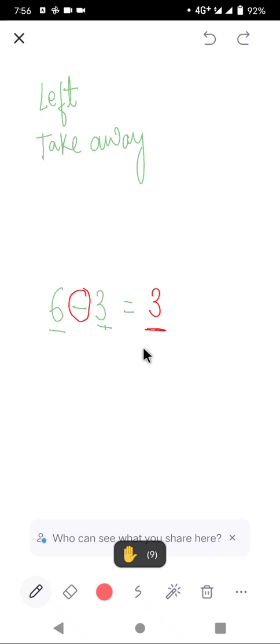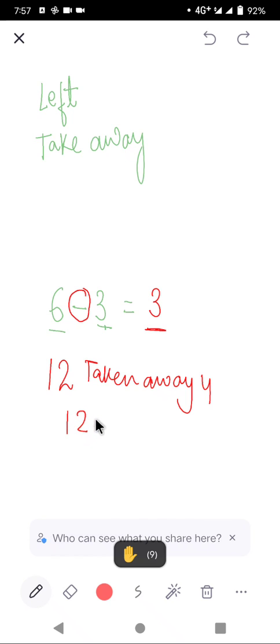Okay, suppose I have 12 bananas and I have taken away 4 bananas from 12 bananas. Okay, 12 taken away 4. So how will we write this? For taking away we will use the minus sign. So 12 minus 4 is equal to 8.